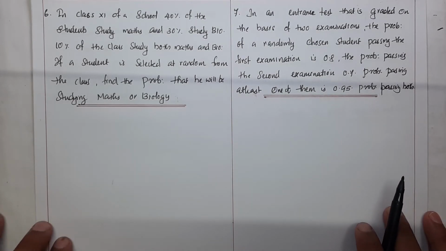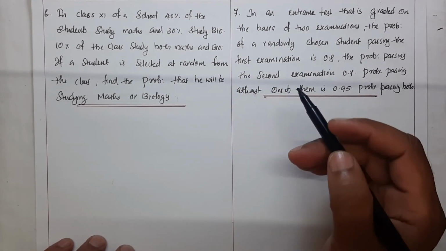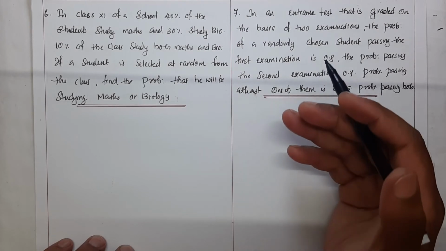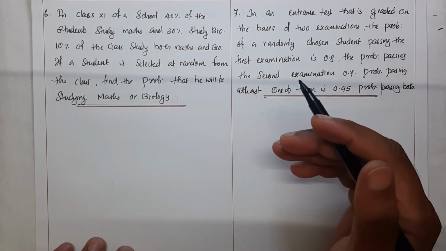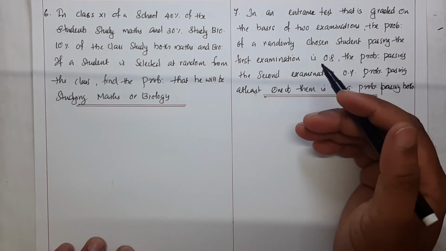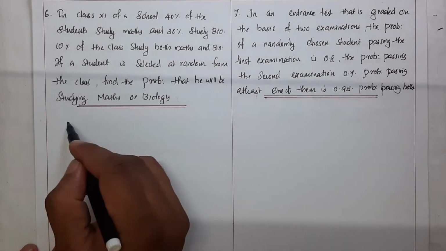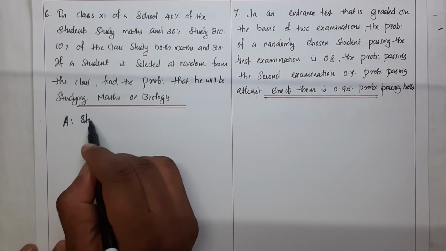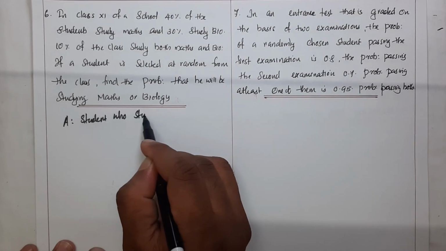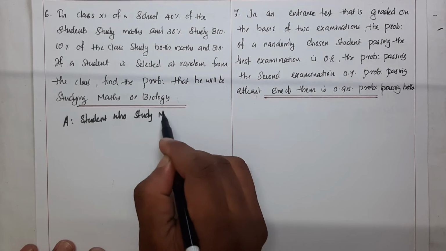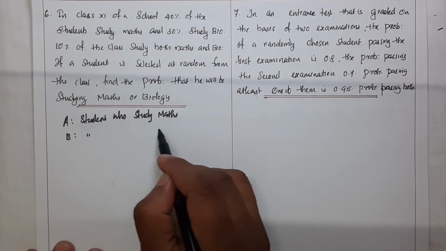Now the question is: in class 11 of a school, 40% of students study maths and 30% study biology. 10% of the class study both maths and biology. If a student is selected at random from the class, find the probability that he will be studying mathematics or biology. First of all, let A denote the event that a student studies mathematics, and B denote the event that a student studies biology.